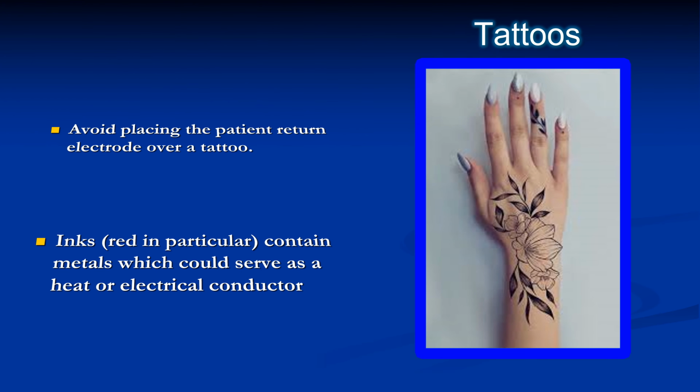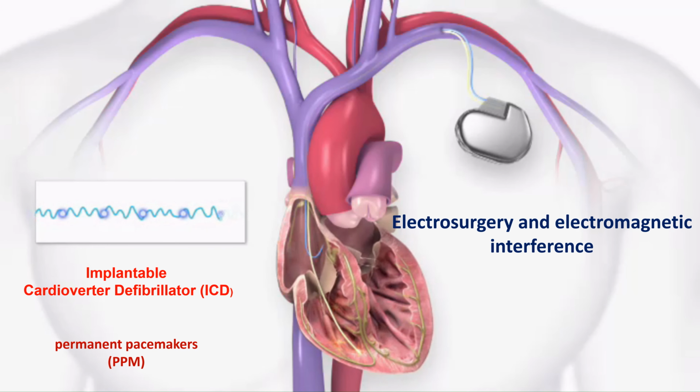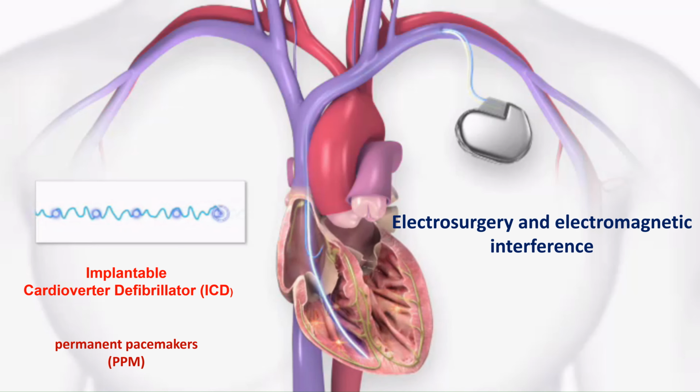Tattoos. Avoid placing the patient return electrode over a tattoo. Inks, red in particular, contain metals which could serve as a heat or electrical conductor. Electrosurgery can interfere with cardiac implantable electronic devices, such as permanent pacemakers and implantable cardioverter defibrillators, ICDs, as well as other neurological stimulators. Such interference can damage or even inhibit the electromagnetic devices, can cause burn to the myocardium, or can cause arrhythmia and asystole.